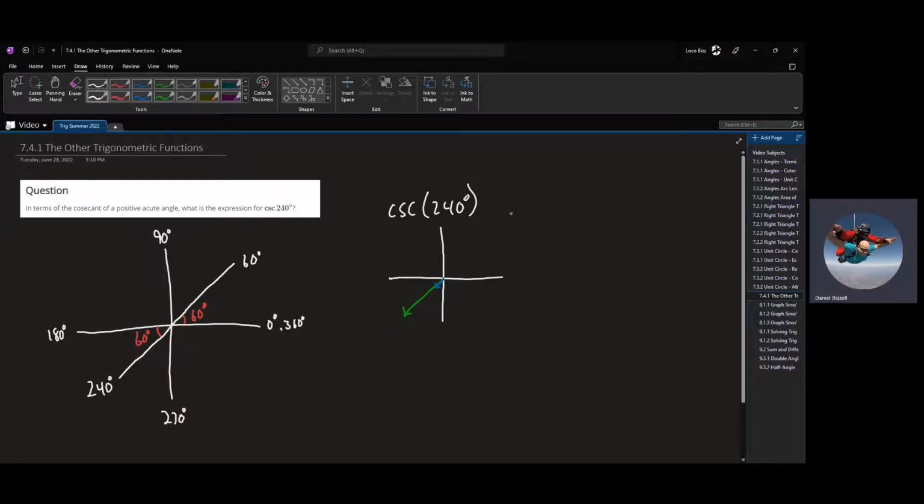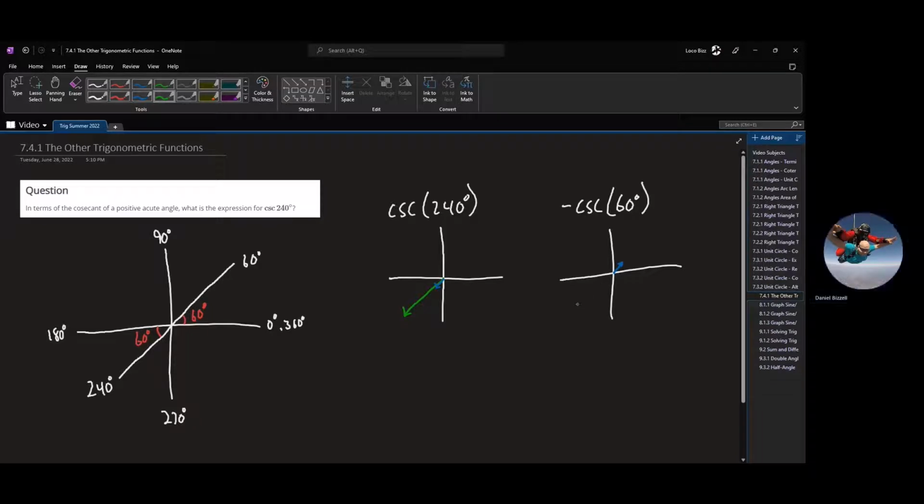Okay, now let's look at negative cosecant of 60 degrees. Okay, so the direction 60 degrees tells us to point this way at 60 degrees, but the negative in front of the trig function tells us instead of walking forward, we're going to walk backwards. So notice that both of these end in the same position, and we got there this way by pointing in the direction and walking forward, and we got there this way by pointing in the opposite direction and walking backwards.